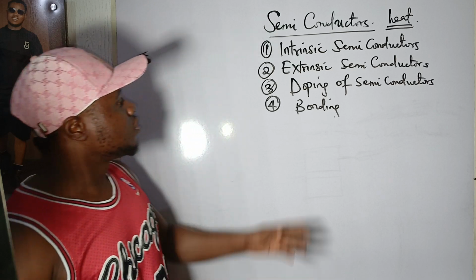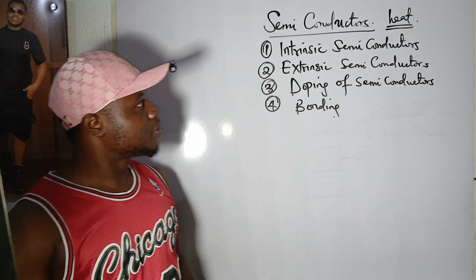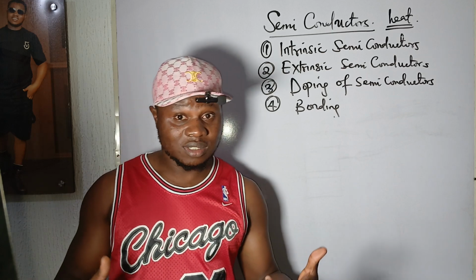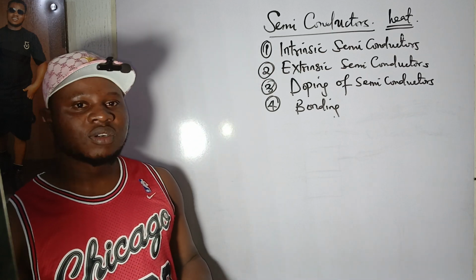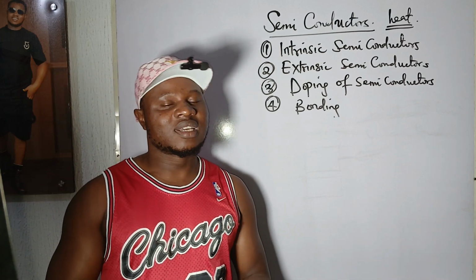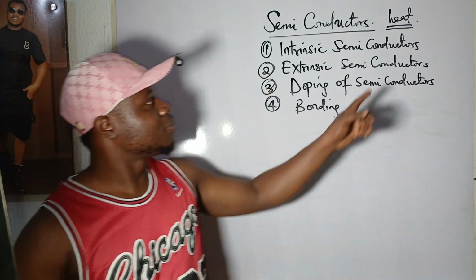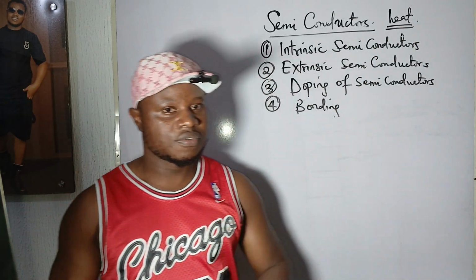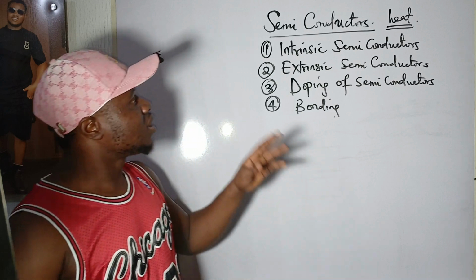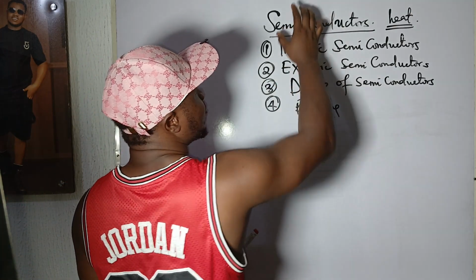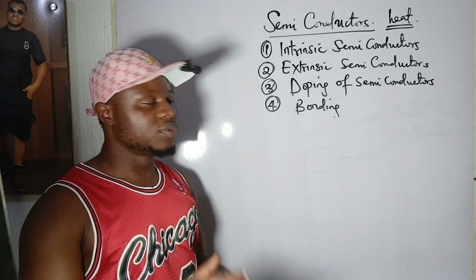Let's quickly look into this thing we have on the board. The topic is semiconductor. Remember, we initially started with semiconductor, and we said that semiconductors are those materials that can allow the passage of current or electricity, but under the application of what? Heat. There is a condition for that, and that condition is the application of heat.